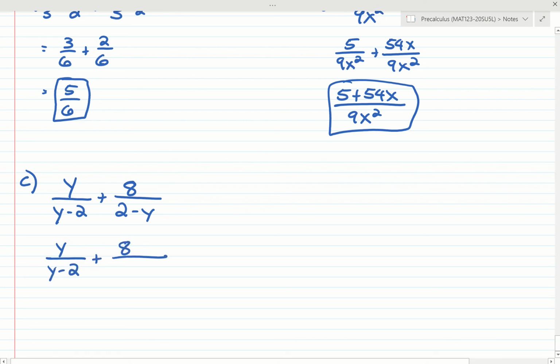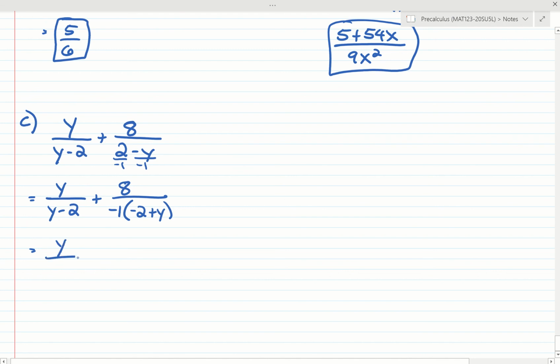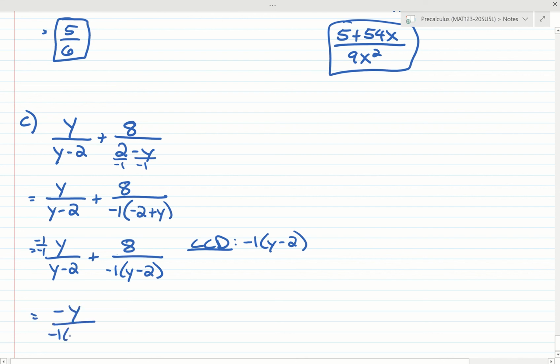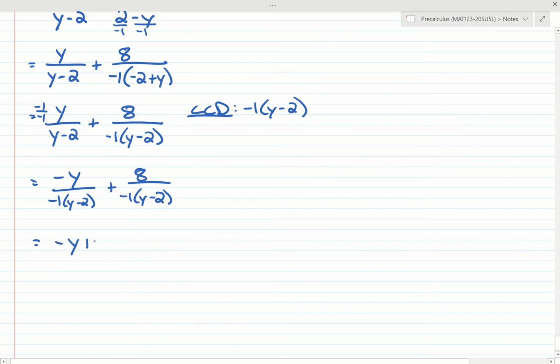So watch what I'm talking about. If we divide, factor is just another word for divide, 2 by -1, we get -2. Negative y divided by -1 is just positive y. And if we rearrange it, we get y over y minus 2 plus 8 over -1 times y minus 2. And it's easy now to see that our least common denominator would be -1 times y minus 2. So we would have to multiply this fraction by -1 over -1 in order to combine them. And then our final answer would be -y plus 8 over -1 times y minus 2.